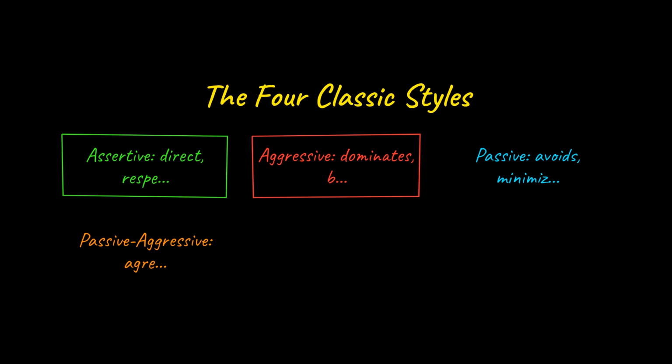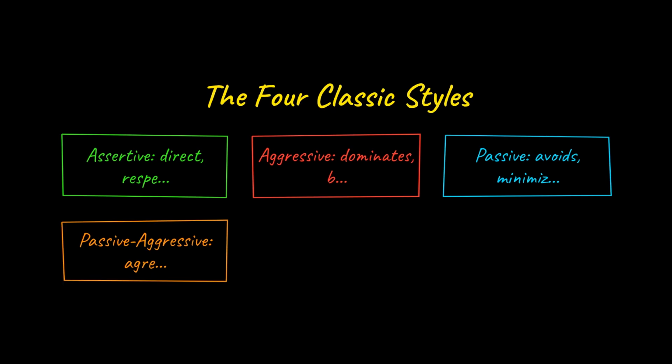Assertive is direct and respectful. Aggressive dominates and uses absolutes. Passive avoids confrontation and suppresses needs. And passive-aggressive outwardly agrees while resisting indirectly.